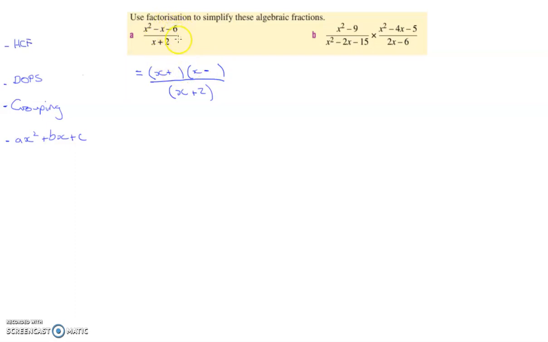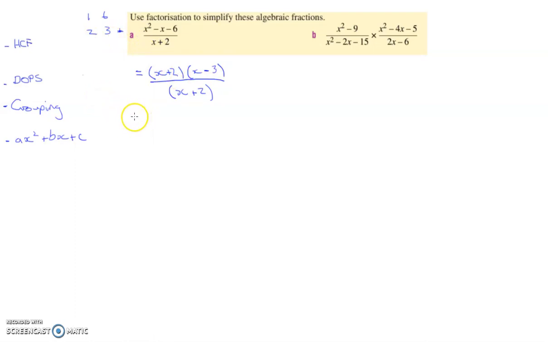I then go through what are the factors of -6, or what are the factors of 6. It could be 1 and 6, or 2 and 3. But these things have to add together to make -1. So that tells me it has to be this one, and the negative has to be a 3, and the positive will be a 2.